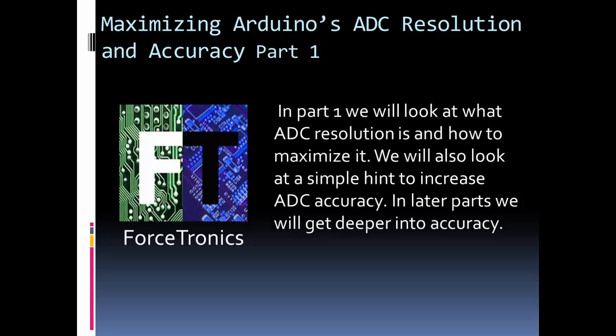This is part one and I suspect this will be about a three-part series. In part one we're going to focus mostly on resolution. What is measurement resolution or ADC measurement resolution and how can we maximize it? And we'll also look at a little hint for increasing ADC measurement accuracy. In later parts we'll focus a lot more on accuracy.